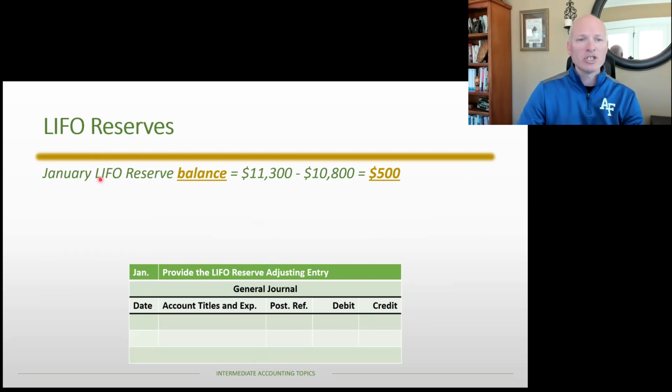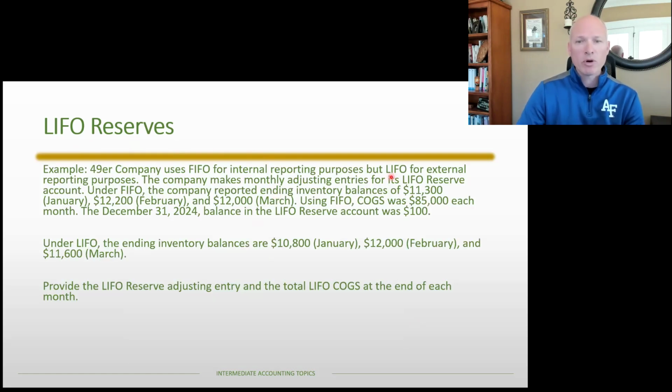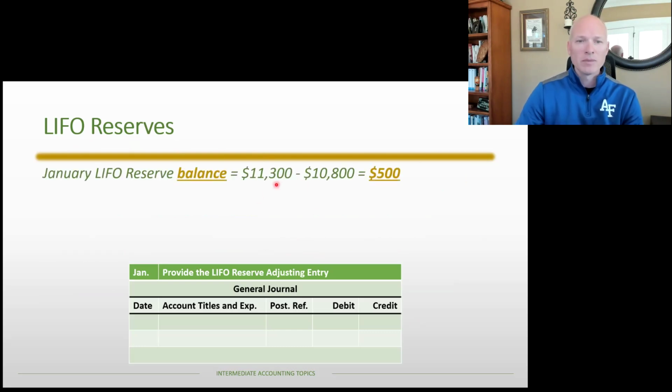All right, so if we think about our beginning balance was $100, and now we're looking at the end of January. And we have to say, okay, what was the LIFO reserve account balance at that point in time? When we report, if we go back, we reported FIFO internally at 11,300. Externally, we would have reported 10,800. And so that internal amount minus the external LIFO amount tells us that the balance should be $500. Now, again, this is a debit balance. This $500 is a credit balance.